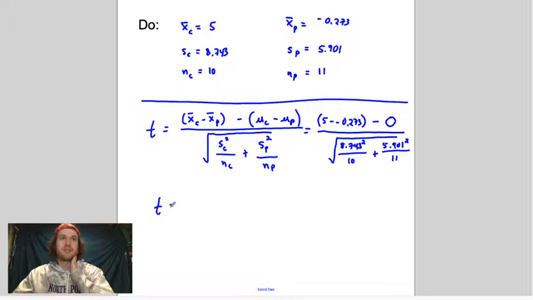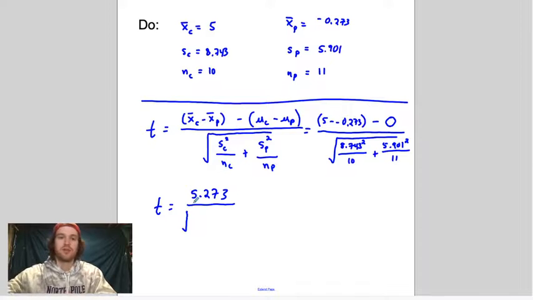Our t-test statistic is going to end up being 5.273, negative and a negative, careful, divided by the square root of, and I'll let you guys do the math, it's the square root of something. Actually, I didn't get the square root of that thing. Let me just do it really fast.